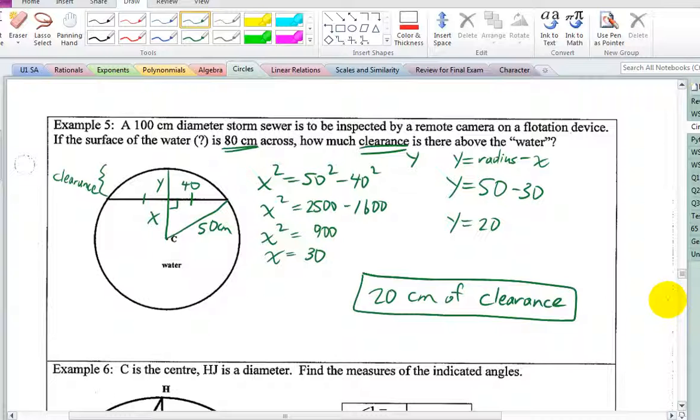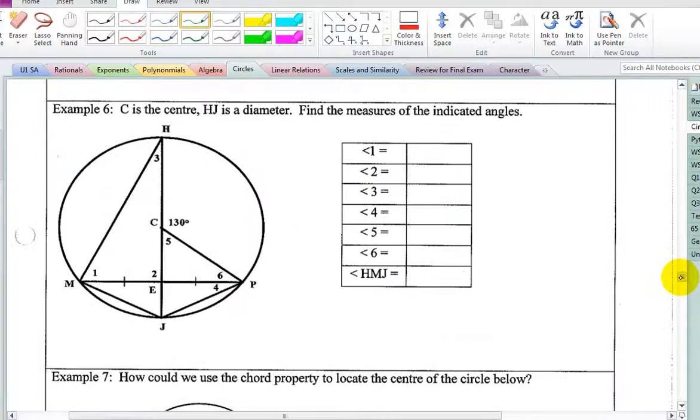Okay, hands up, you got 20 centimeters. Really similar to the other questions you've done, isn't it? We can't make up too many questions here, folks. So don't get too crazy on us. We're keeping them pretty simple.